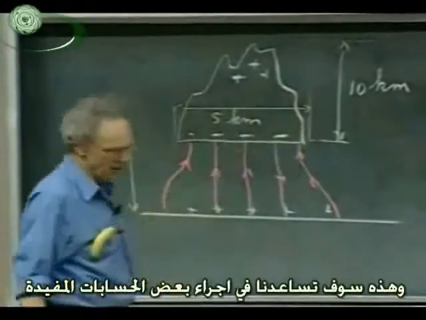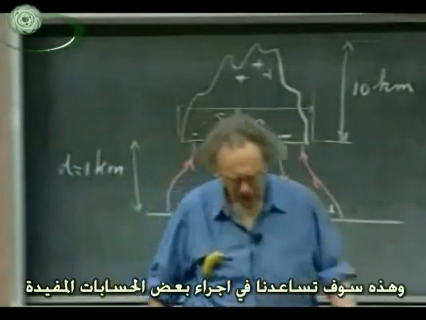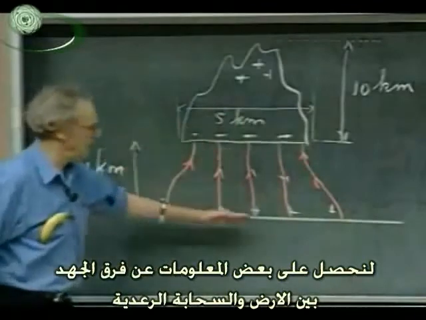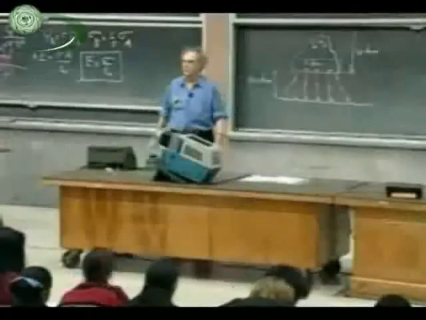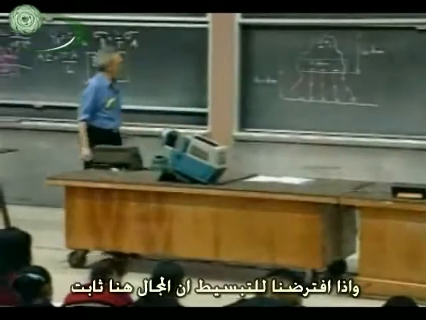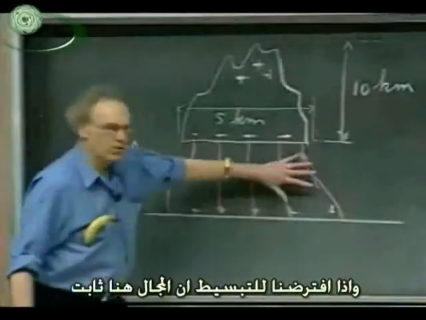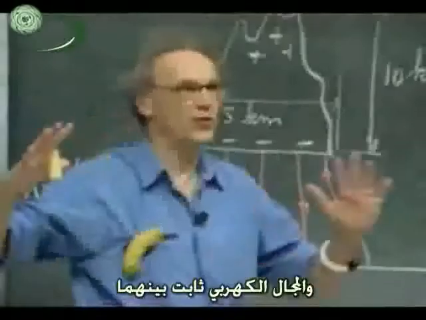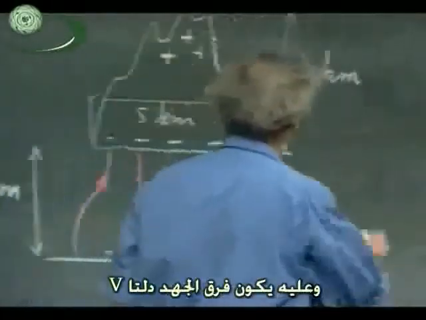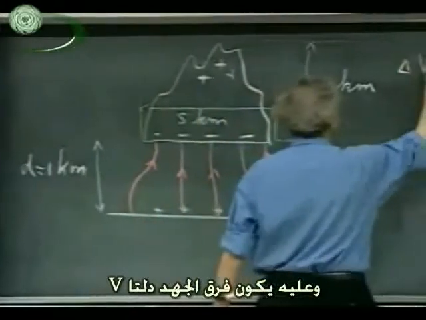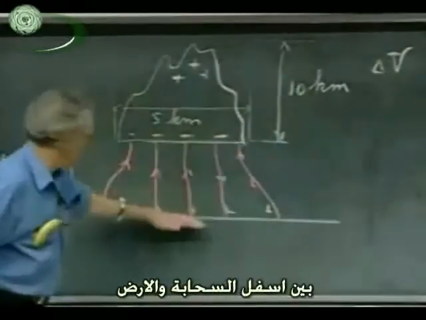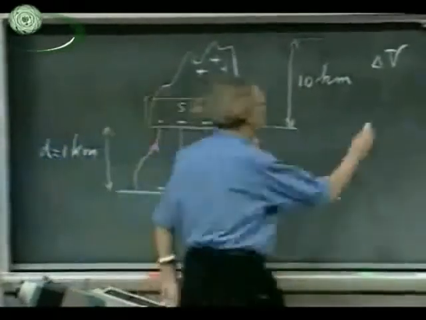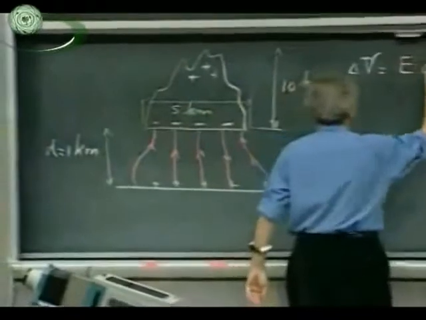And this allows us now to make some very interesting calculations to get some feeling for the potential difference between the cloud and the Earth. That's the first thing we can do. If we make the simplifying assumption that the electric field is more or less constant here, it's like having two parallel plates where the electric field is constant between them, then the potential difference, delta V, between the bottom of the cloud and the Earth is simply the electric field times the distance d. So this becomes E times d.